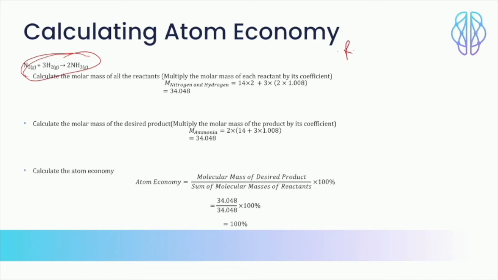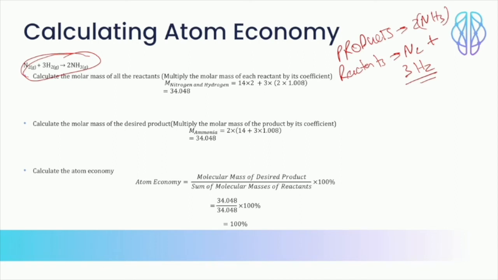Our products, we just have one. It's 2 moles of ammonia, right? And our reactants are nitrogen and 3 moles of hydrogen gas, right? Let's work with the formula that we have. So atom economy, like I said, is the molecular mass of the desired product divided by the sum of the molecular masses of the reactants times 100%.